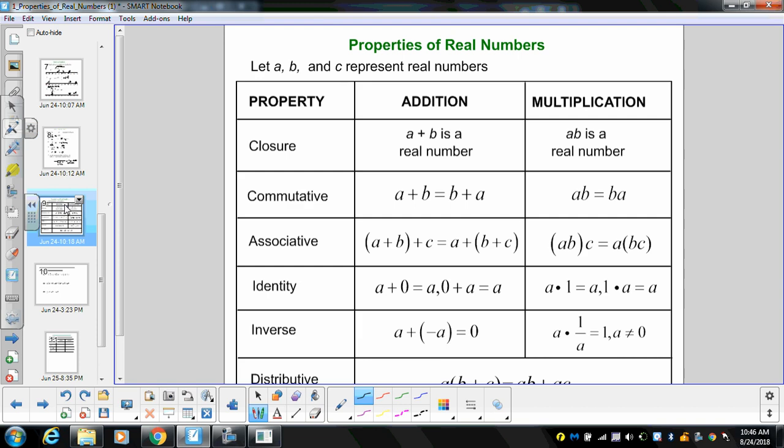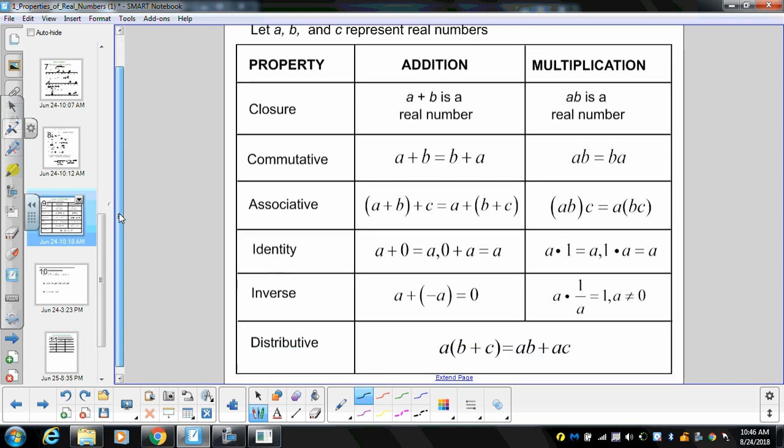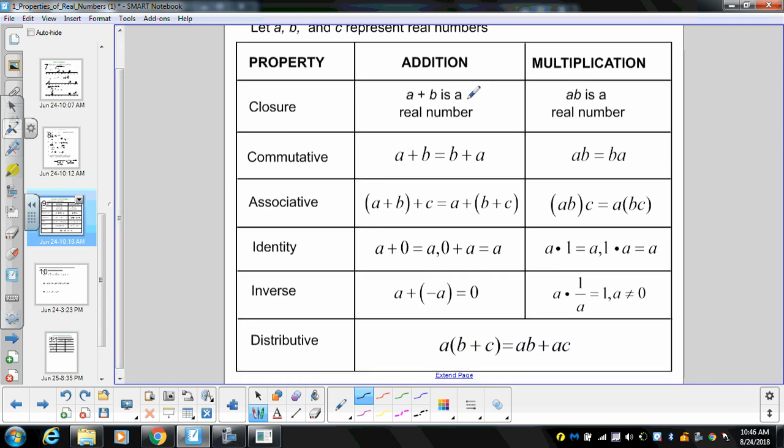All right, so here's all your properties of real numbers. All right, so again, you have closure. So A plus B is a real number. A times B is a real number. So basically what closure means is if I add two numbers together or I multiply two numbers together, I get real numbers. So for instance, if I take 2 plus 3, I get 5. And if I take 2 times 3, I get 6, which are both real numbers.